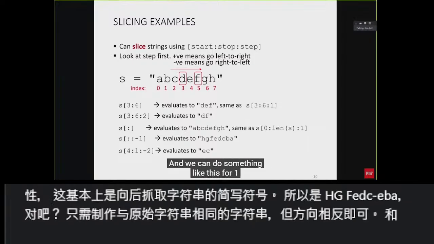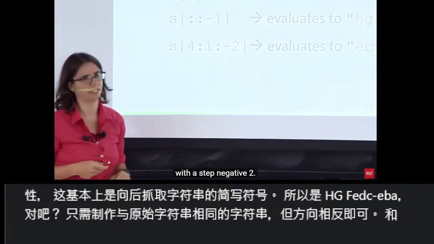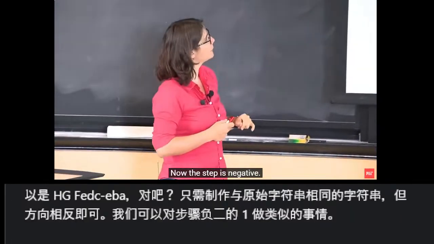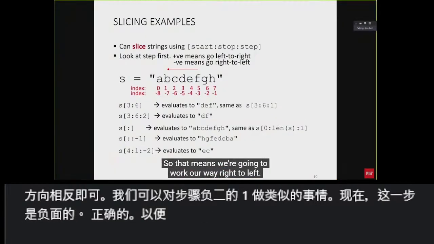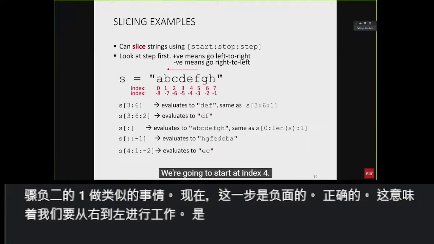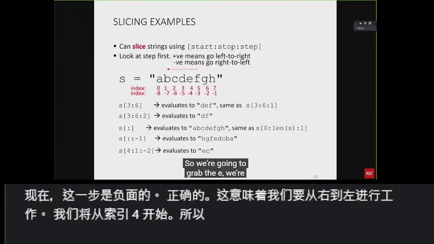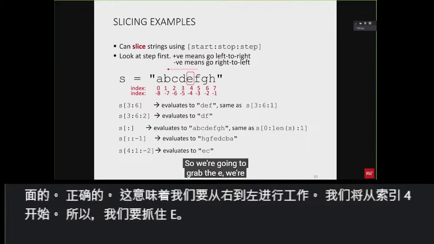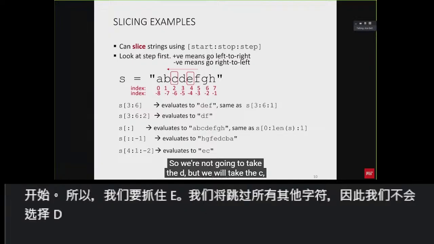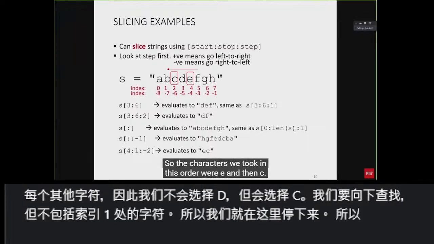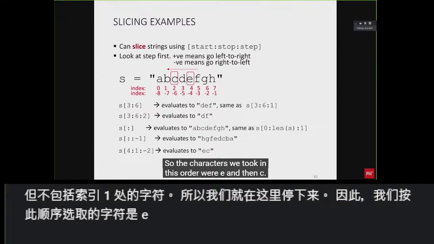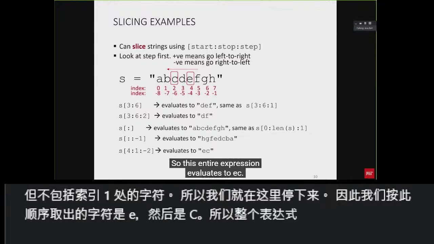And we can do something like this for 1 with a step -2. Now the step is negative, right? So that means we're going to work our way right to left. We're going to start at index 4, so we're going to grab the E. We're going to skip every other character. So we're not going to take the D, but we will take the C. And we're going to go down to, but not including, the character at index 1. So we're going to stop right here. So the characters we took in this order were E and then C. So this entire expression evaluates to EC.